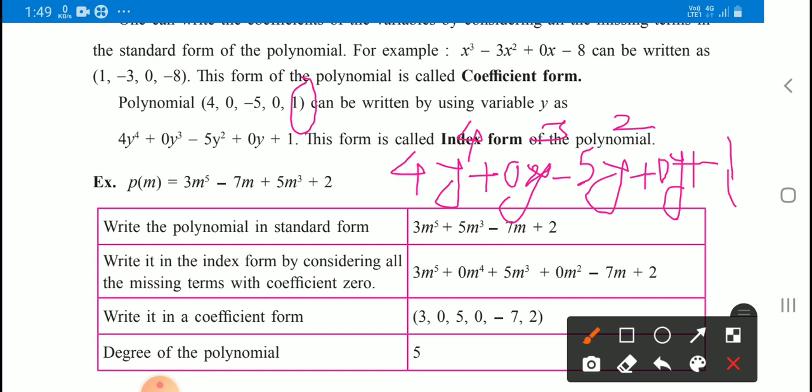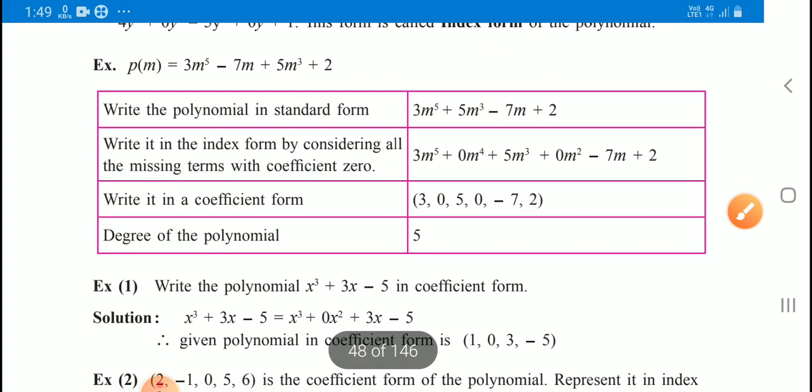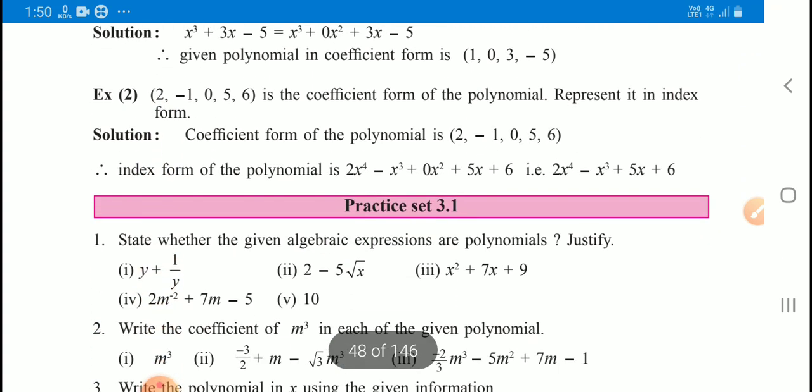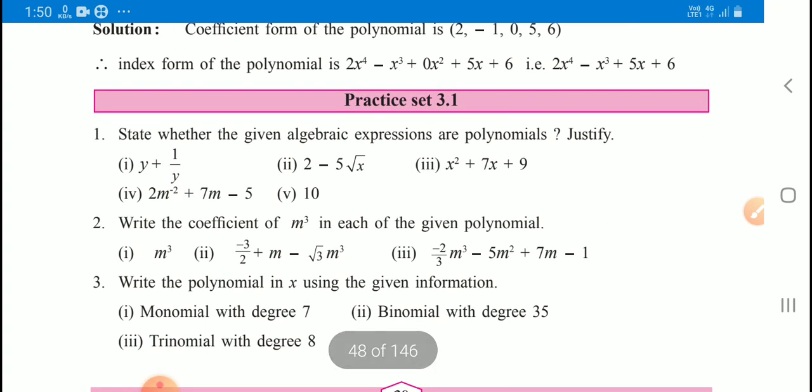Here they have given one example in your book. You can see here. They have given the standard form, then the index form by considering all the missing terms with coefficient 0, then coefficient form and degree of that polynomial. Okay, by using this information you have to solve practice set 3.1 in your notebook.